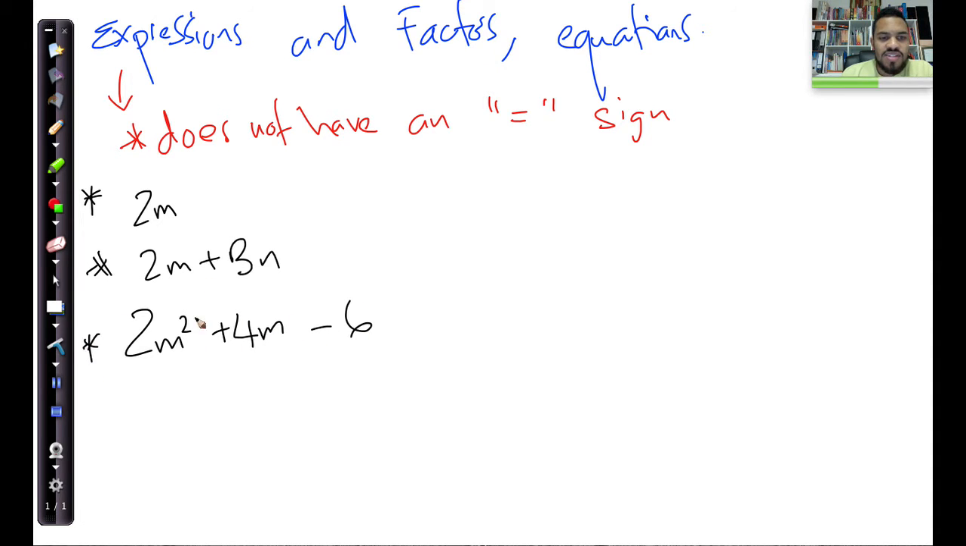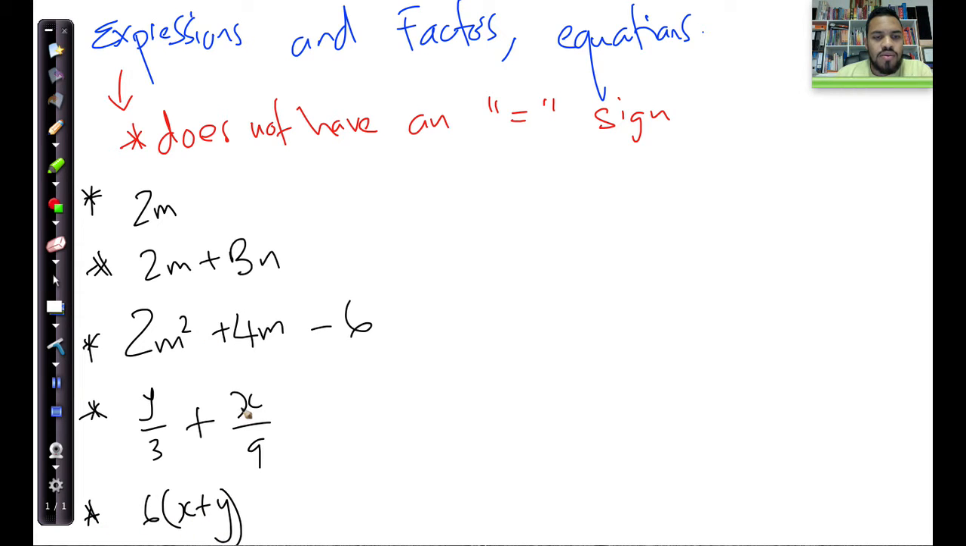As you can see as a pattern, we are showing you a few different ones. Why don't I put in one that involves some fractions, like y over 3 plus x over 9. And similarly, I'm going to put 6 into x plus y. Now, all of these are algebraic expressions, right?